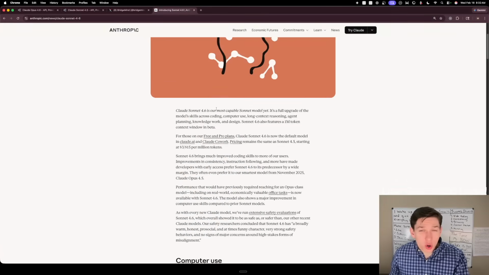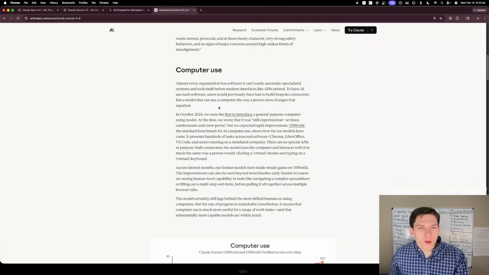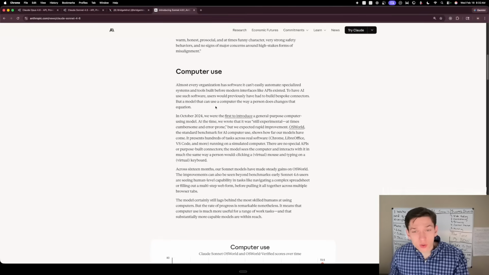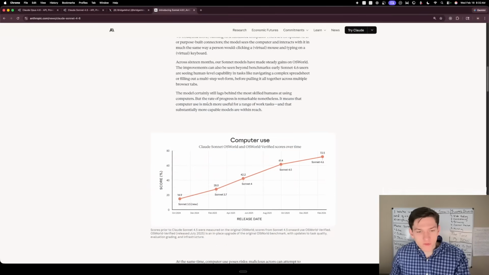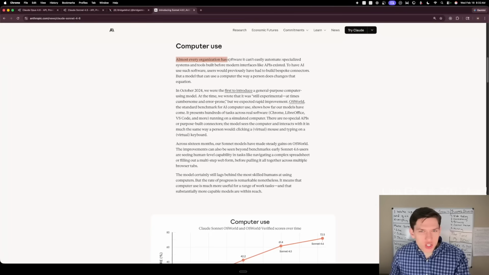And if we actually go to the blog that Anthropic put out, they emphasized computer use a lot in this blog. Look at this. They actually emphasized this first. They said, almost every organization has software it can't easily automate, specialized systems and tools built before modern interfaces like APIs existed.